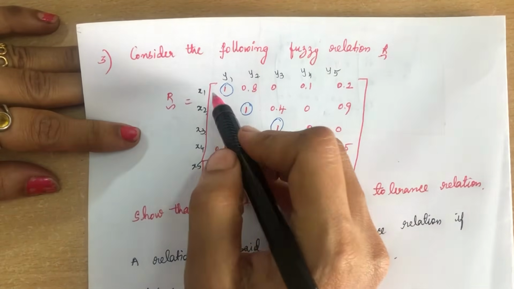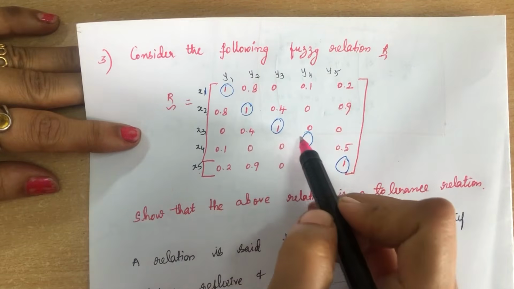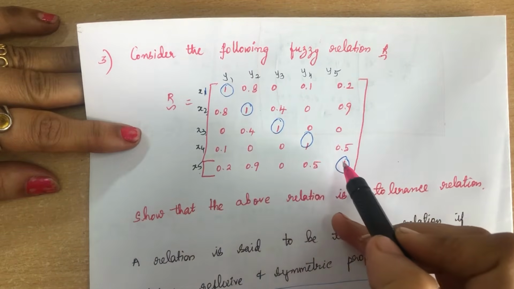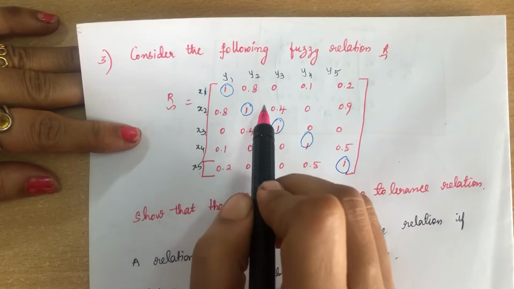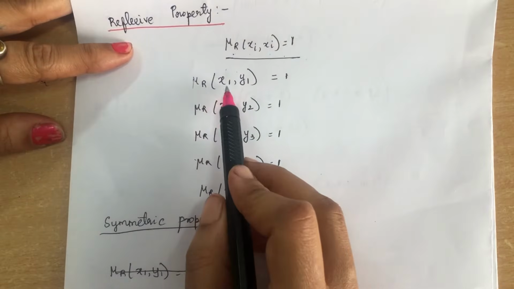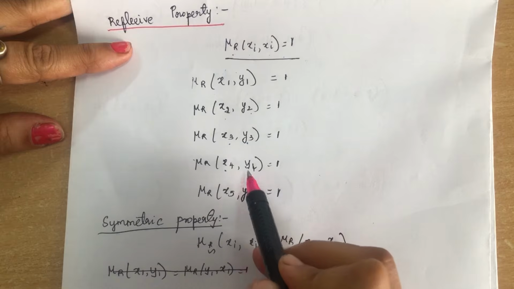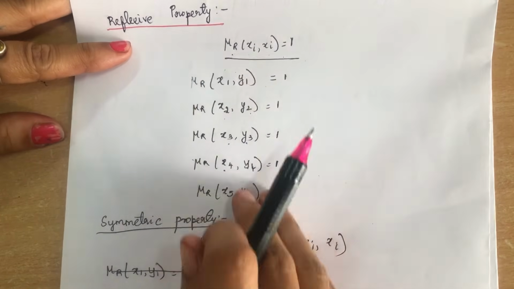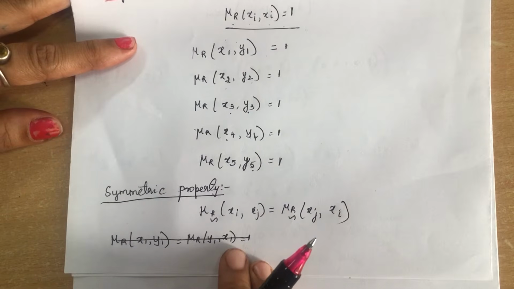So for all these values, when the row and column index are the same, you need to find out the membership value. In all these, the membership values are 1. Then it says that this relation has the reflexive property. So it satisfies the reflexive property: x1 comma y1, x2 comma y2, x3 comma y3, x4 comma y4, and x5 comma y5. All the values are 1. So it satisfies reflexive. And what is the symmetric property?